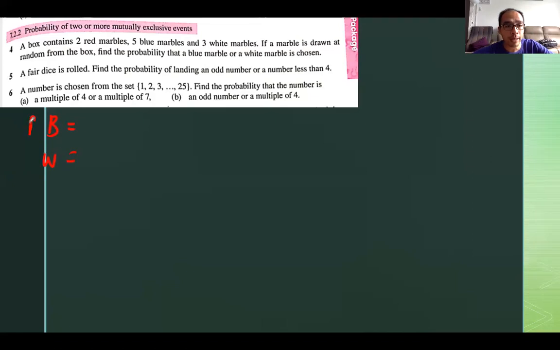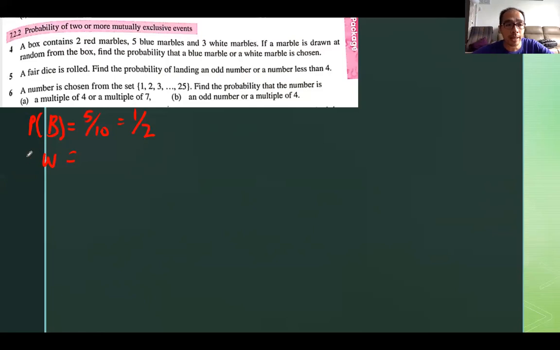So what is the probability of getting a blue marble? How many blue marbles are there? 5. So 5 out of how many altogether? 2 plus 5 plus 3 is 10. So it is 1 over 2. This was already covered in the first subtopic, in class with Puan Lim. The very basics of probability is always this.